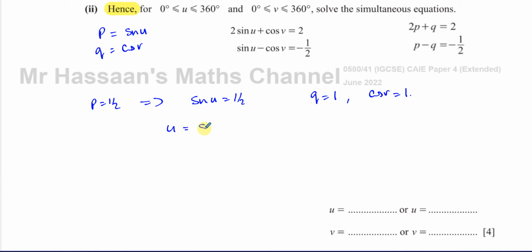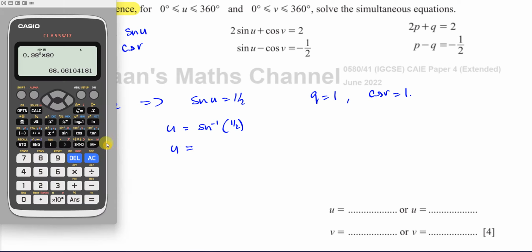So you're going to put u equals inverse sine of a half. We want to find the angle for which the sine ratio is a half. So we use the inverse sine button on the calculator, and we make sure that it's in degree mode, which it is. If it wasn't, you press setup, angle unit, and 1 for degrees in this particular calculator. So we're going to put inverse sine of a half, which is going to give us 30 degrees.